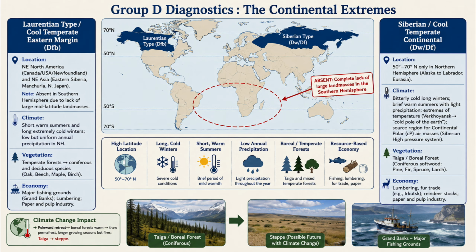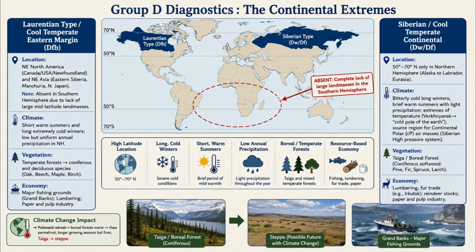11. Siberian cool temperate continental climate, DWD. Location: 50 degrees to 70 degrees north, only in the northern hemisphere, Alaska to Labrador, Eurasia. Climate: bitterly cold long winters. Brief warm summers with light precipitation. Extremes of temperature: Verkhoyansk is known as the cold pole of the earth. Source region for continental polar, cP, air masses, the Siberian high pressure system.